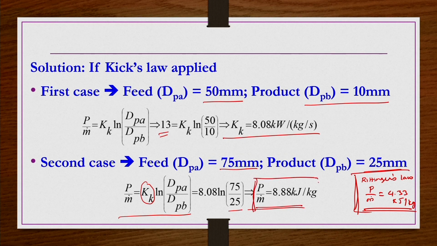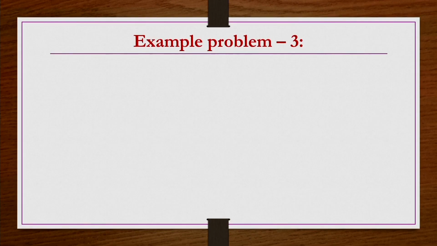That comes with the experience of doing several operations and then finding out. People have found that for coarse reduction, the power requirement obtained by Kick's law is more reliable. So, this number is going to be more reliable than this number, because Rittinger's law is good for fine reduction, not for coarse reduction, whereas the size in this problem is in the coarse reduction range. So, 8.88 kilojoule per kg is going to be more reliable. Next, before going to the next law, we will take an example problem on Kick's law.